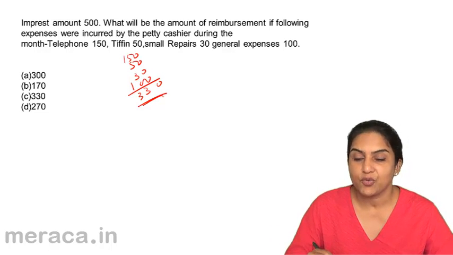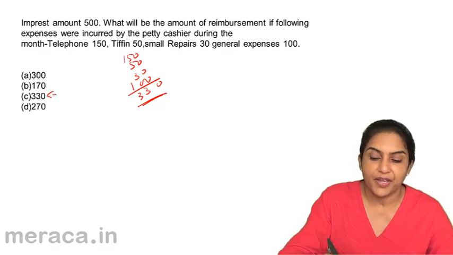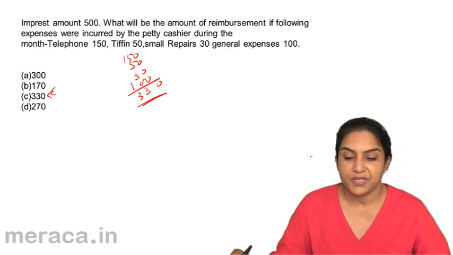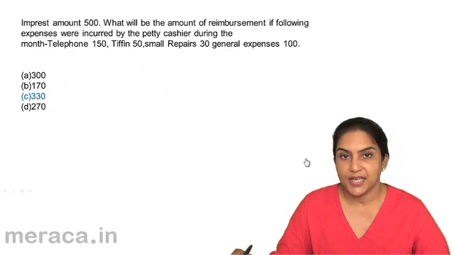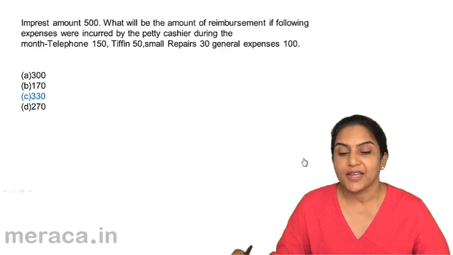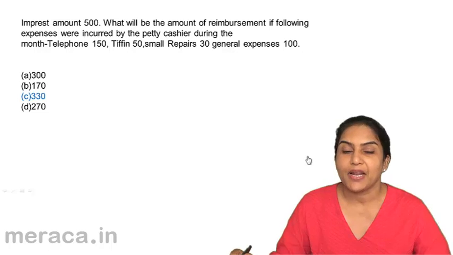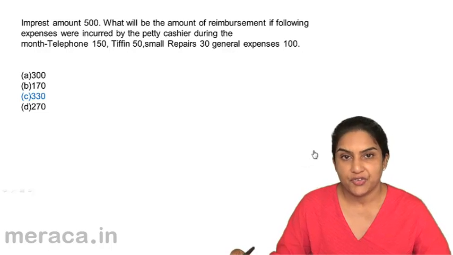Since 330 was spent, 330 should be reimbursed. The correct answer should be C, 330. Whatever is spent would be reimbursed under the imprest system so that the balance comes back to 500.